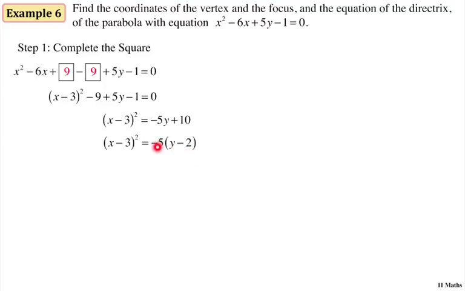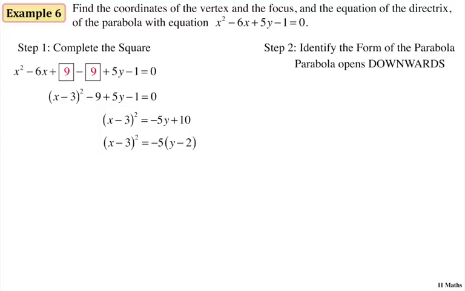Think of it, just to expand it. What's minus 5 times y? Minus 5y. Minus 5 times minus 2, plus 10. I now have all the information I need to calculate the vertex and the focal length. Now, I do know this parabola opens downwards because it's an x squared equals minus y part. The minus and the x squared tell me the parabola opens downwards.